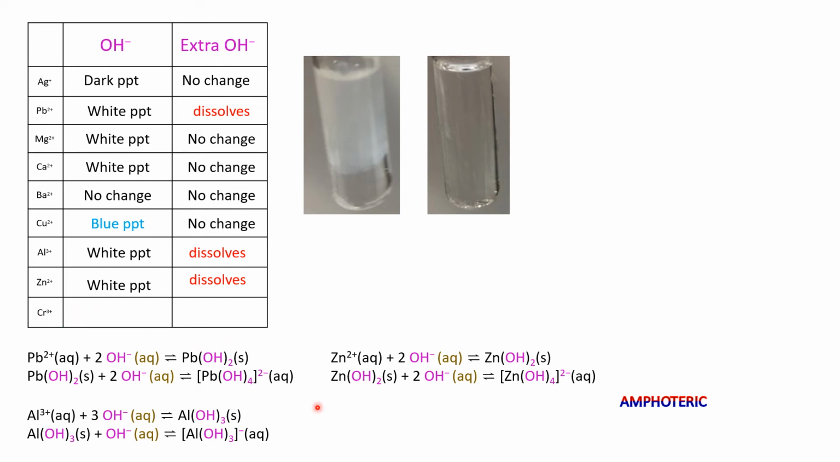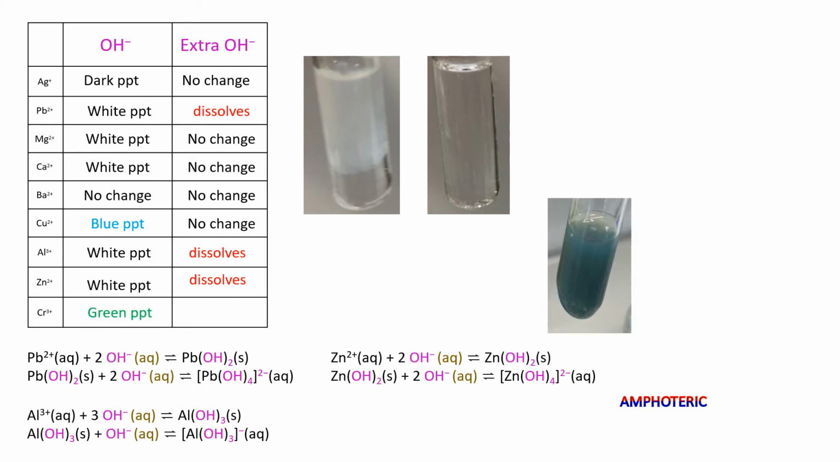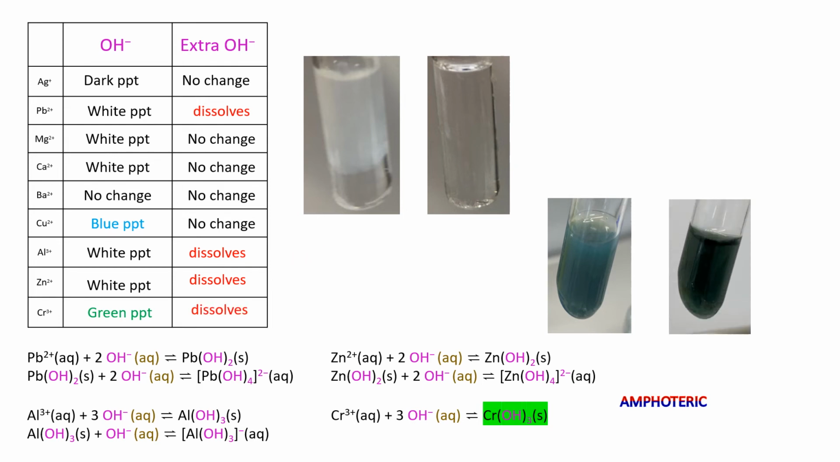And finally, chromium 3+. We're going to do a lot on coordination chemistry in future movies. Chromium 3+, when you add in hydroxide, you get a green precipitate. You can kind of see the cloudiness of the greenish blue in there. The precipitate is the green one. And that is the formation of chromium hydroxide, insoluble chromium hydroxide. However, keep adding hydroxide to it, it dissolves, and you get this lovely sort of greeny blue solution that is the octahedral hexahydroxide chromium trianion.